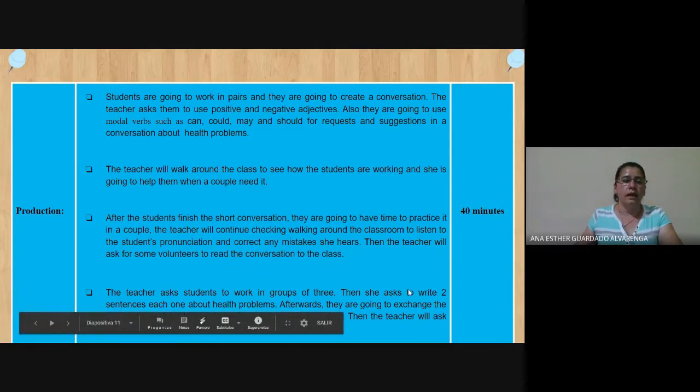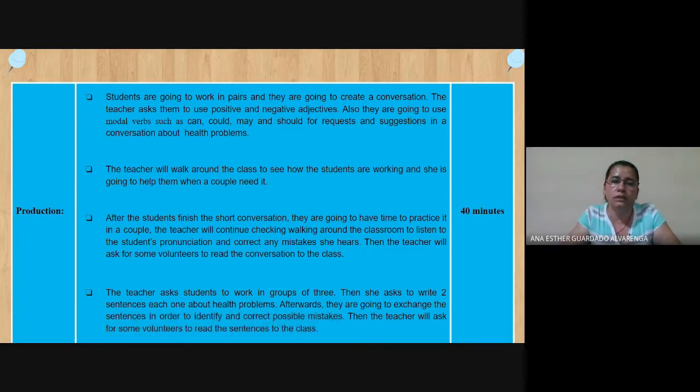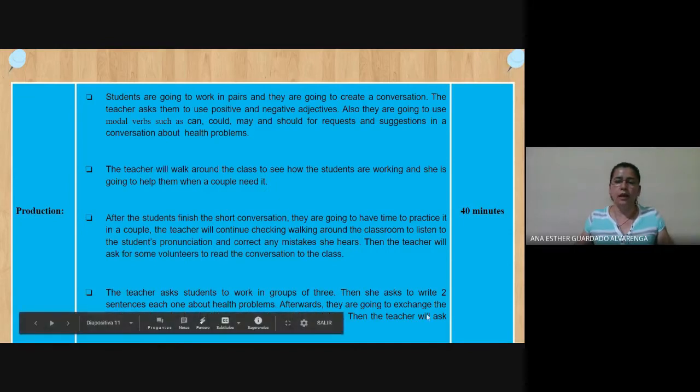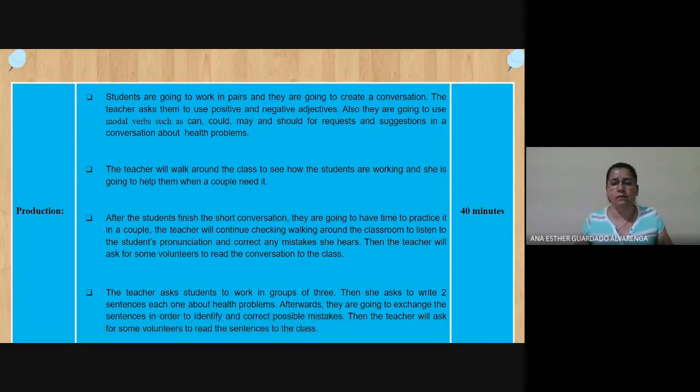For the last exercise, the teacher asks students to work in groups of 3. She asks each one to write 2 sentences about health problems. When they finish, they are going to have time to exchange the sentences in the group in order to identify and correct possible mistakes. Then the teacher will ask some groups to read their sentences aloud.